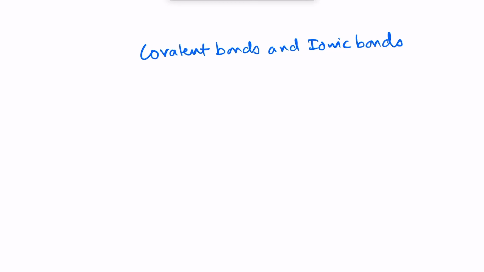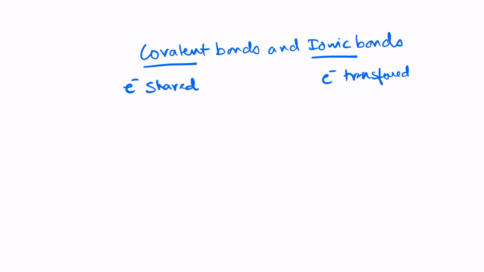Let's learn about covalent bonds and ionic bonds. The difference between covalent bonds and ionic bonds is that covalent bonds are those bonds where atoms share electrons with each other. So electrons are shared. And in ionic bonds, electrons are transferred from one atom to another atom.